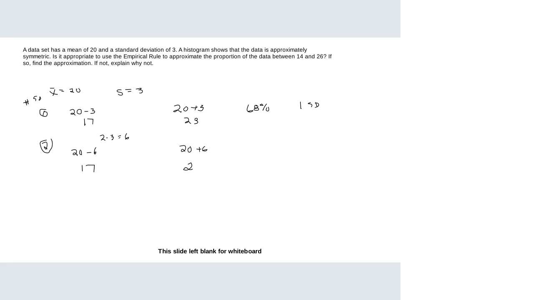I'm sorry. It's 14 and 26. And see, there are the numbers that they mentioned. So this is 95%. So that's the approximation: 95% is within 14 and 26 because 14 is 2 standard deviations below and 26 is 2 standard deviations above.